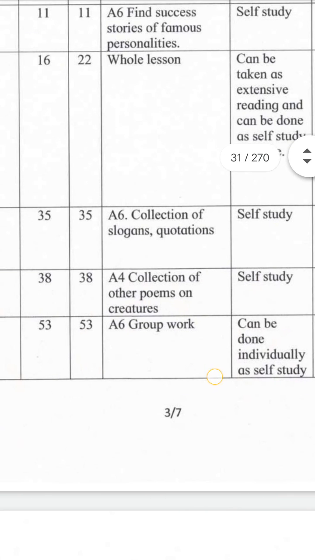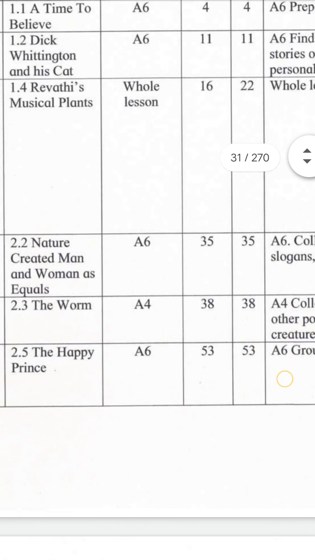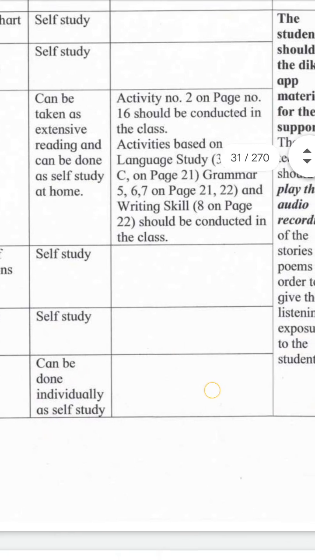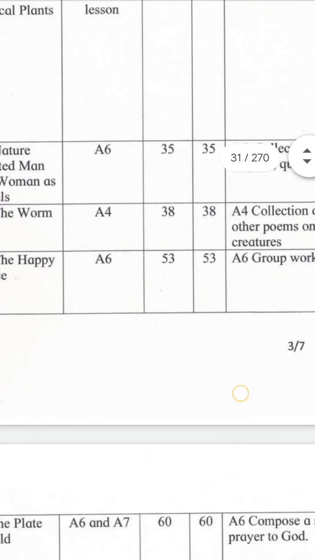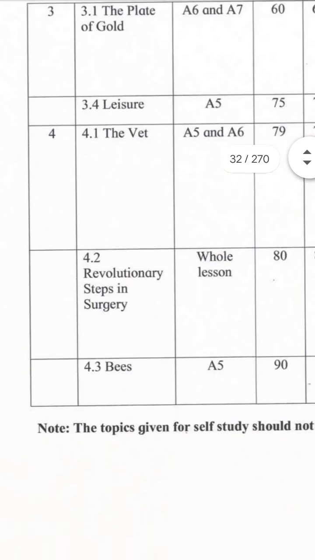So this whole lesson, Revati's Musical Plant, is omitted, but the activity number 2 on page number 16 has to be conducted in class, and the activities based on language study, that is 3a, b, c on page 21, and grammar questions 5, 6, 7 on page 21, 22, and writing skills 8 on page 22 should be conducted in the class. That means all the grammar part, language study part, is going to be conducted by your teachers in your classroom.